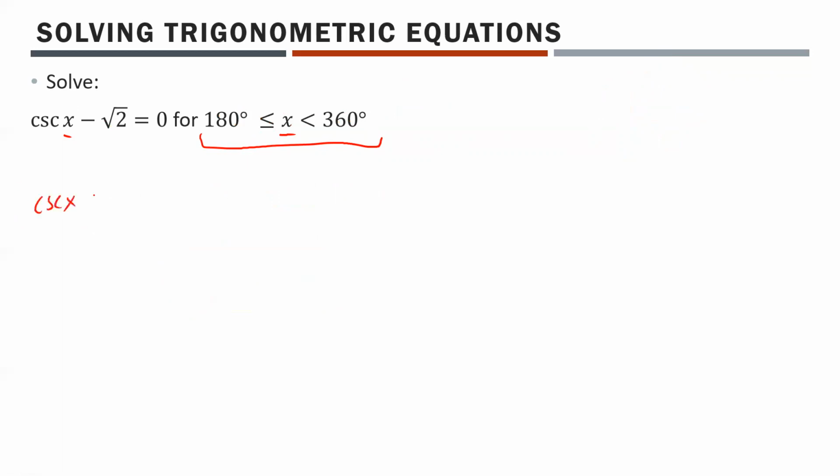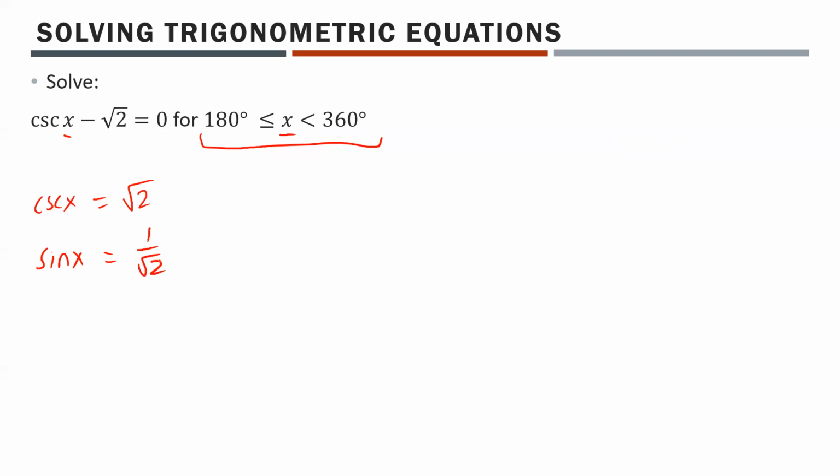Cosecant x can be isolated if you move the √2 over by saying cosecant x equals √2. Personally, to solve this, I don't like solving a reciprocal trig ratio, so I'm going to just turn this into a normal trig ratio right off the bat. Cosecant is a reciprocal of sine, so in other words, sine x equals the reciprocal of √2, which is 1 over √2.